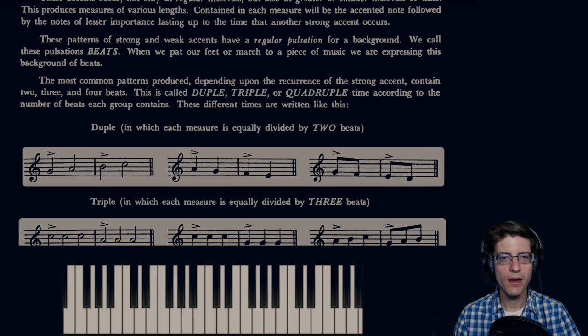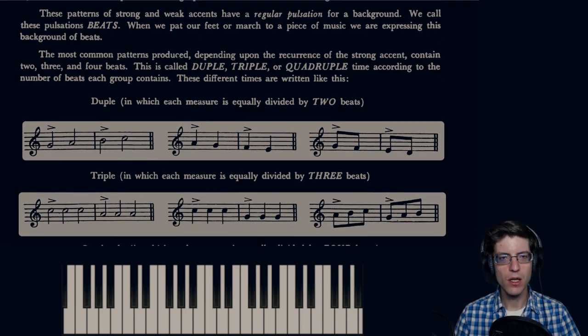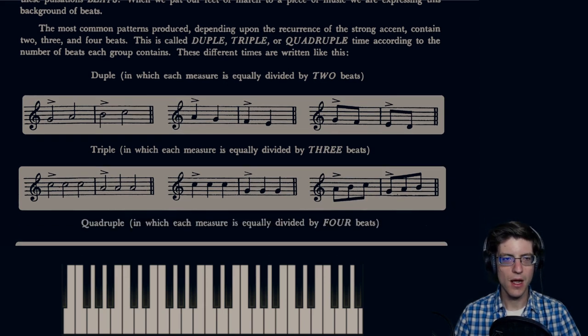The most common patterns produced, depending upon the recurrence of the strong accent, contain 2, 3, or 4 beats. This is called duple, triple, or quadruple time according to the number of beats each group contains. These different times are written like this. Duple, in which each measure is divided by 2 beats, is written, as you see on the left-hand side, as 2 half notes, or 2 quarter notes, or 2 eighth notes.